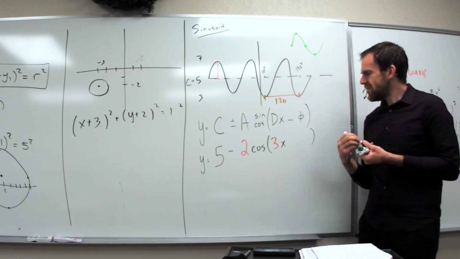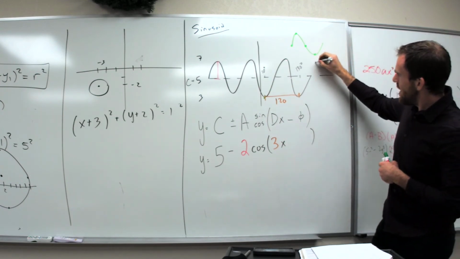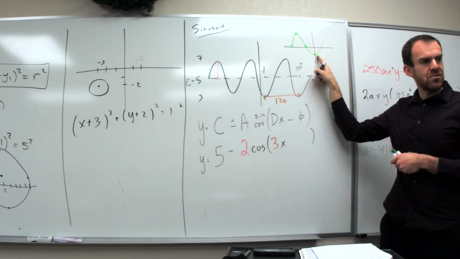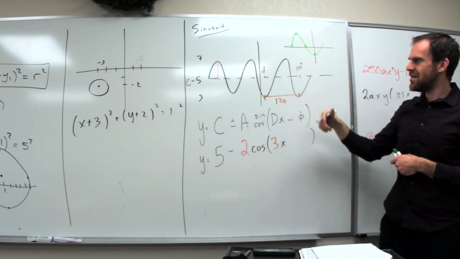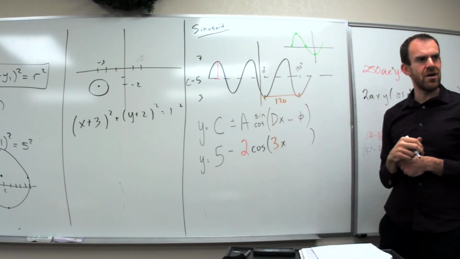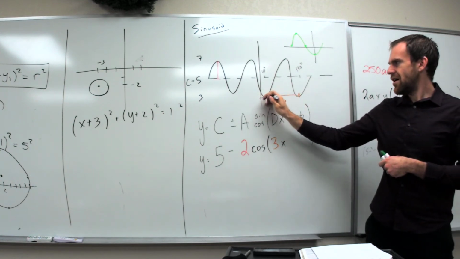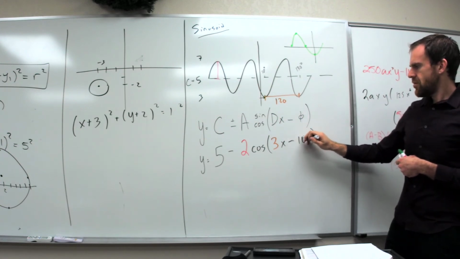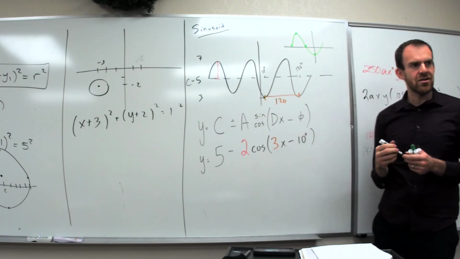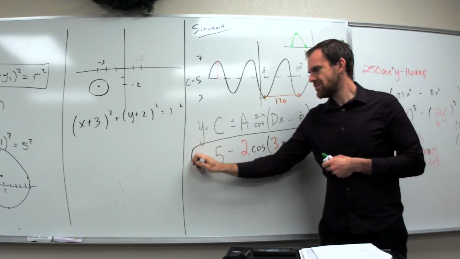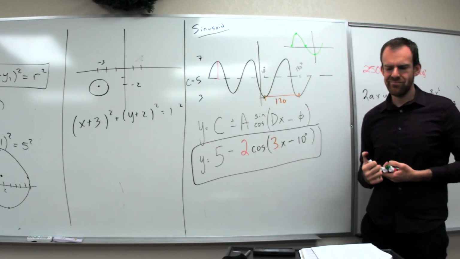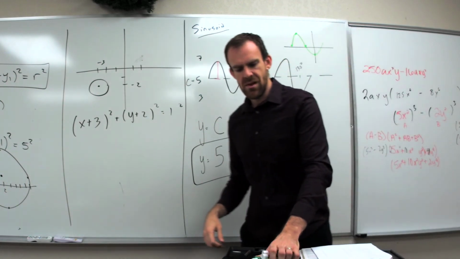Okay, last thing is the phase shift. So if this was right on the y-axis, then our phase shift would be 0. But we are shifted a little bit. Which way did we shift? Left or right? Right. How far did we shift? 10 degrees. So that's our equation of the sinusoid. Horrible? It gets the job done.